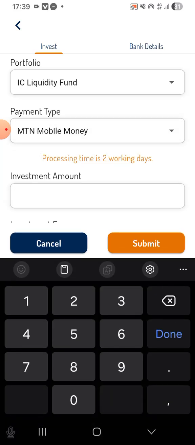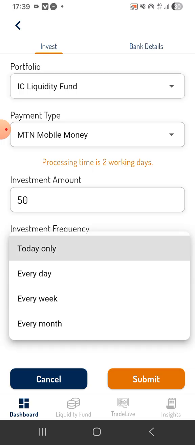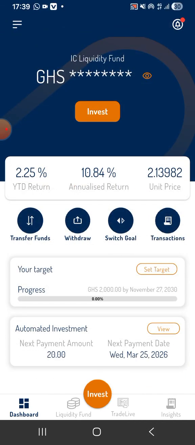Then you enter the amount you want to invest, say 50 cedis, and the frequency. If you are doing it just one time, you use today only. But if you want to automate it and give them a prompt every day or every week, you can go ahead with that. Then you enter your phone number, click on submit, and you will be able to invest in the IC liquidity fund.